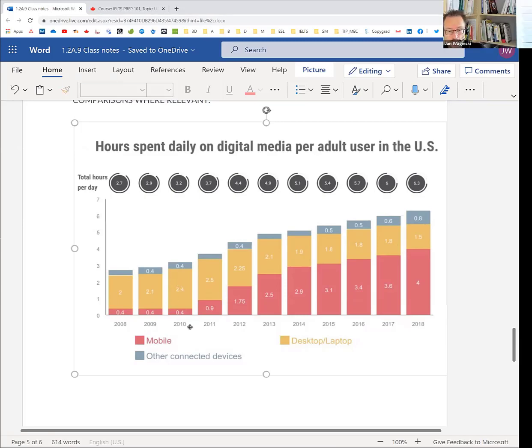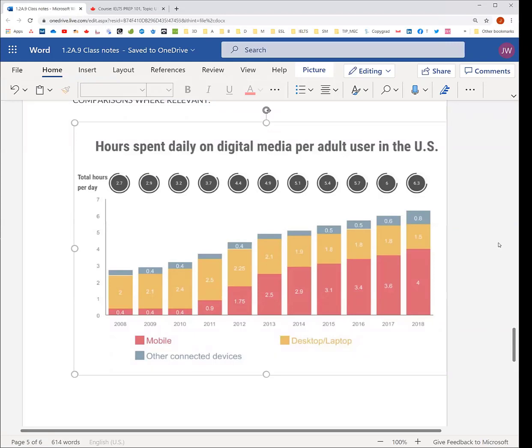Exactly. So what was the highest year for computer use to access digital media? 2011. That's right. It went up to 2011 and then decreased steadily until the end of the study period. Exactly. And how about other connected devices? So this would probably be like tablets or something.